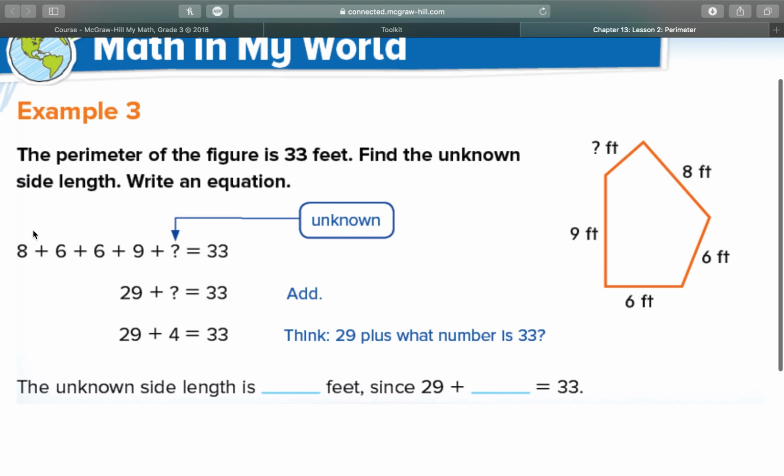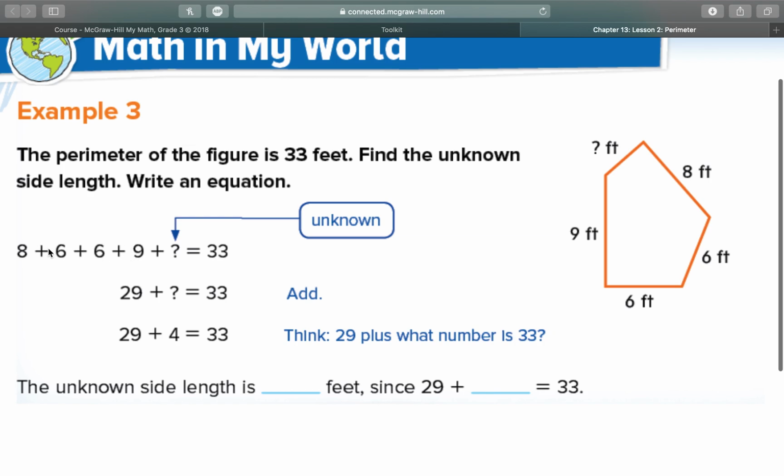This is just them adding up all the sides. And we know what it equals. The perimeter is 33 feet, so we have to say equals 33 feet. There's what we don't know right there, that question mark. So the way that they're going to solve this, since there's a lot of numbers here, we can add these up. So let's add up 8 plus 6 plus 6 plus 9.